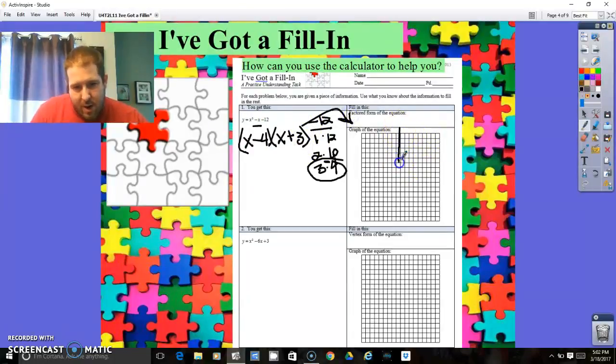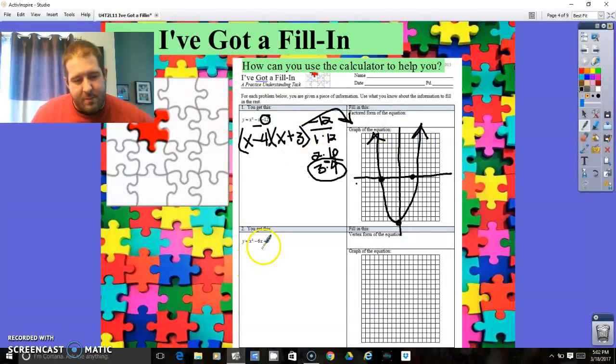And if I was going to graph this, there's my axes. Standard form tells us that the y-intercept is -12. 1, 2, 3, 4, 5, 6, 7, 8, 9, 10, 11, 12. So I'm just going to rough estimate here. And the x-intercepts are 3 and -4. 1, 2, 3, and -1, 2, 3, 4. And then that's what the parabola would look like. And I missed it a little bit. That's okay.